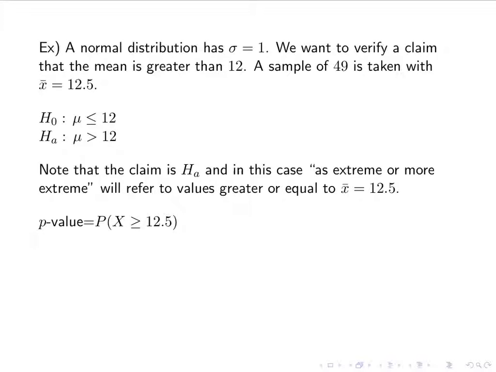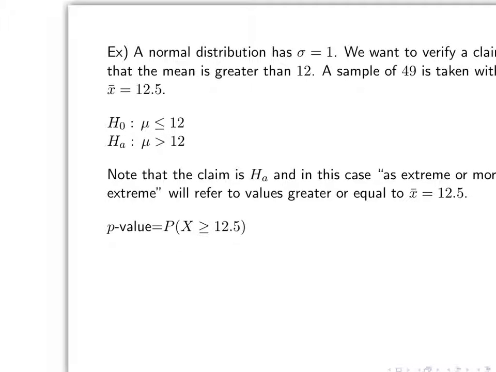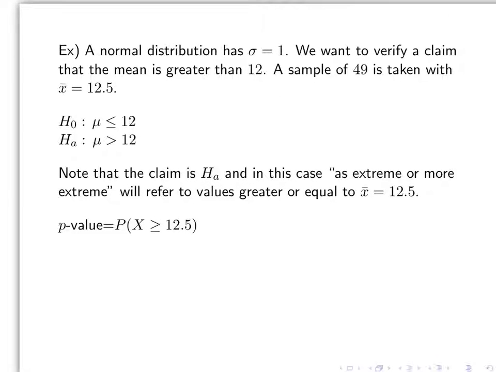So the extreme or more extreme has to do with the fact that mu is greater than 12. So I want greater than. We want greater than or equal to that x bar that we had, the 12.5. So our p-value is always in terms of x bar, the sample mean, not anything to do with the null or alternative hypothesis. So it's the x bar is 12.5 that has to do with our p-value.